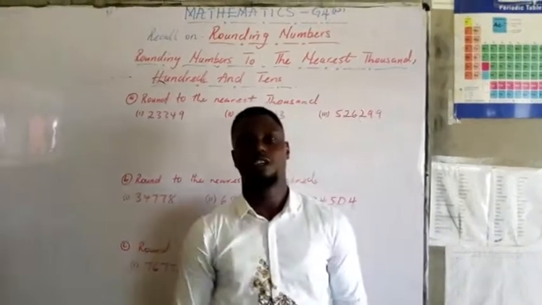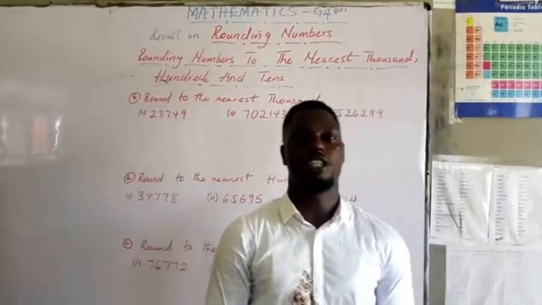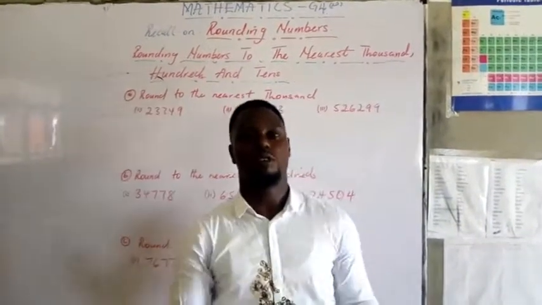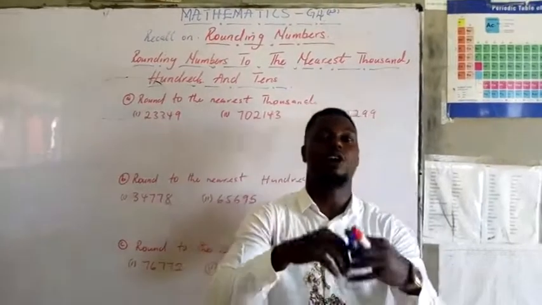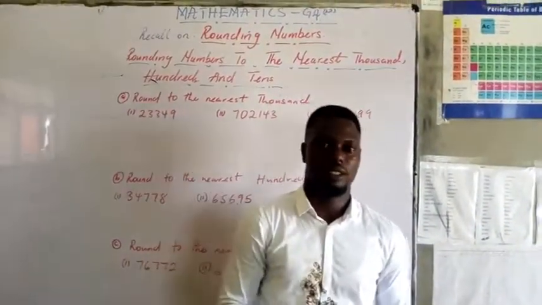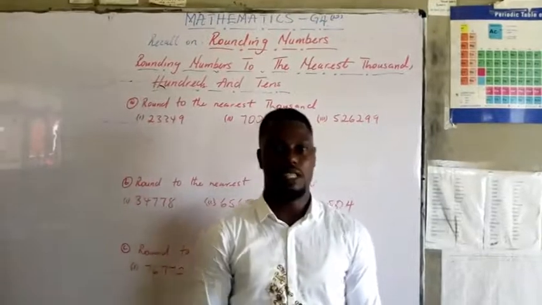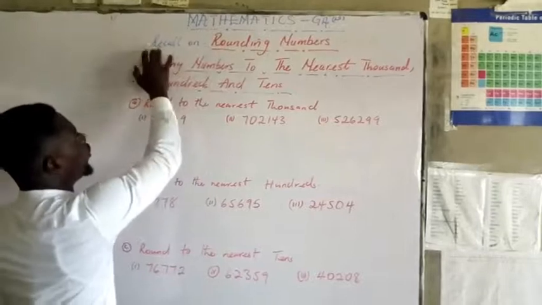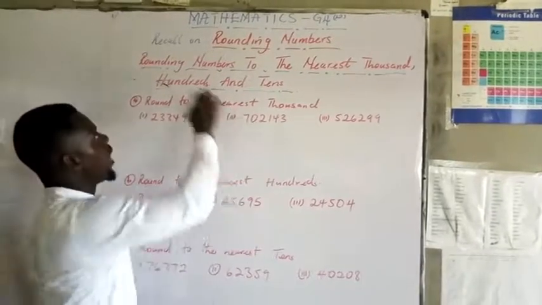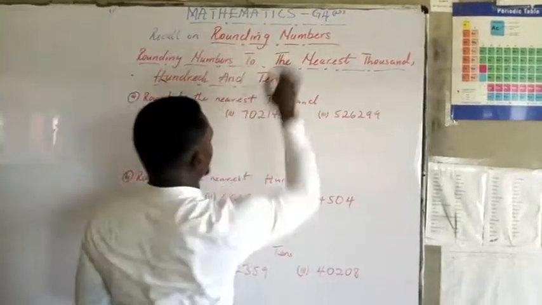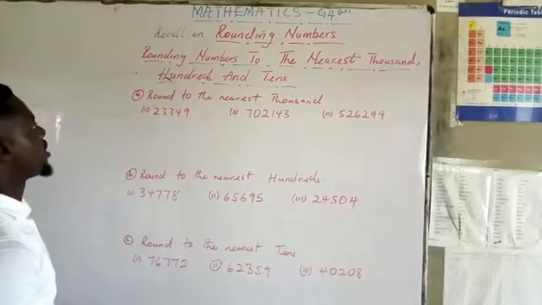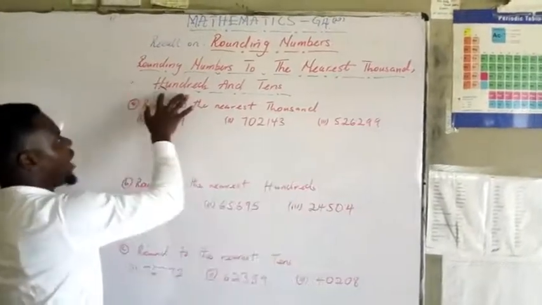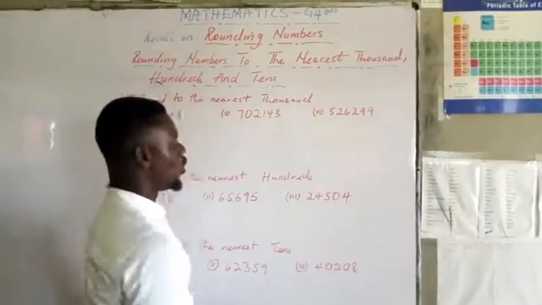Good. Today we are going to wrap up our indicator on rounding of numbers. We are going to solve more examples on how to round numbers to the nearest 1,000, 100, and tens. If you look at our indicator today, we have a recall, which means revision. We are recalling rounding numbers to the nearest 1,000. Today we are going to do 100 and tens. Good. So look at it very carefully.